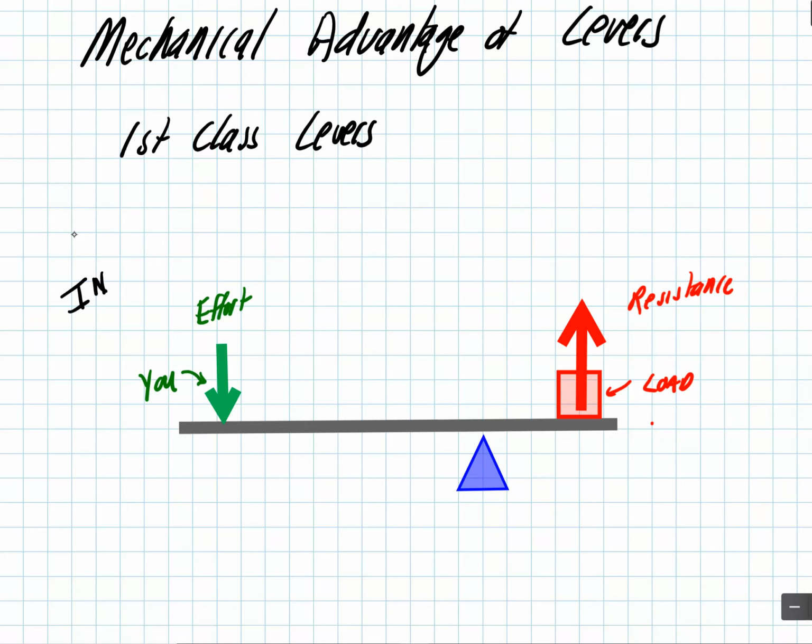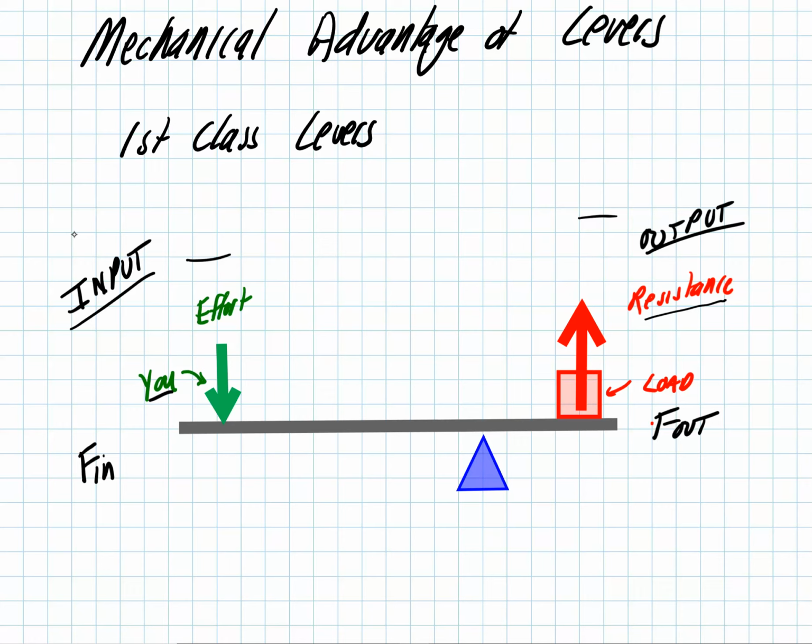I think of this as the input side of the machine, and this is the output side of the machine. Everything that happens on this side I call input, and everything on this side I think of as output. So I'm going to say that when you push down with this force, that is F in. And the force that you want to come out, which other places call the resistance, I'm going to call F out. I'm doing it the same way everybody else does.